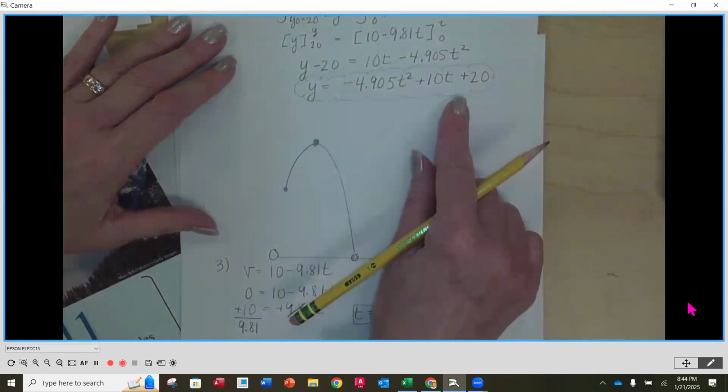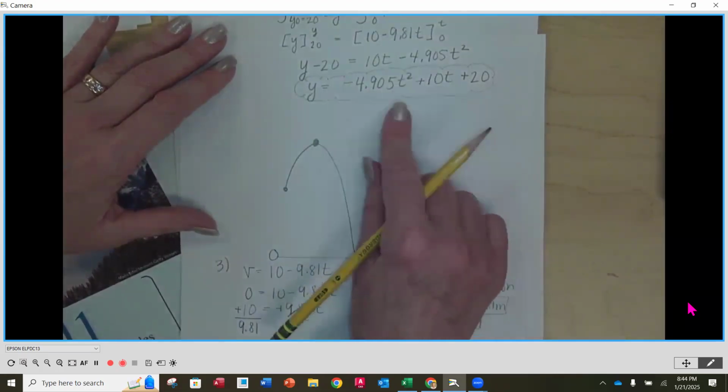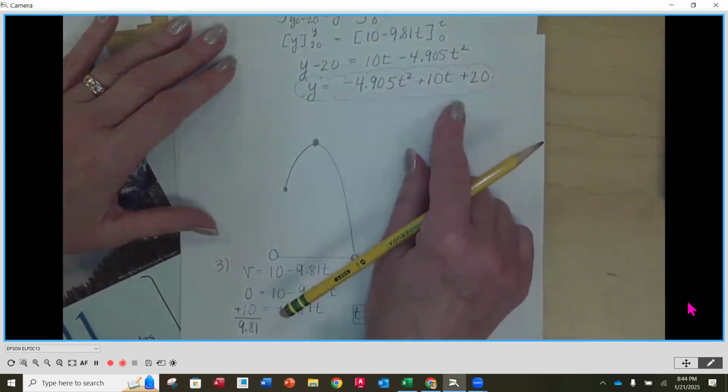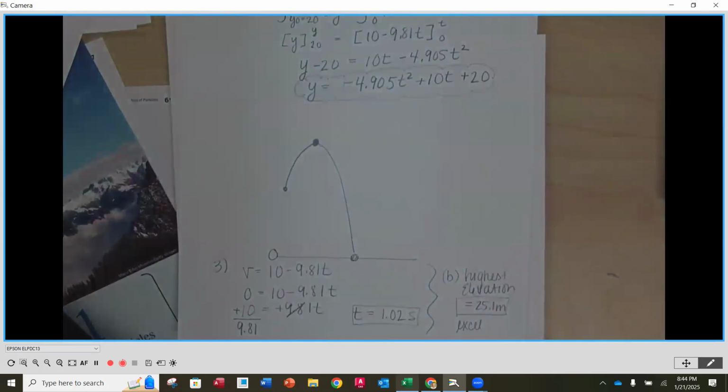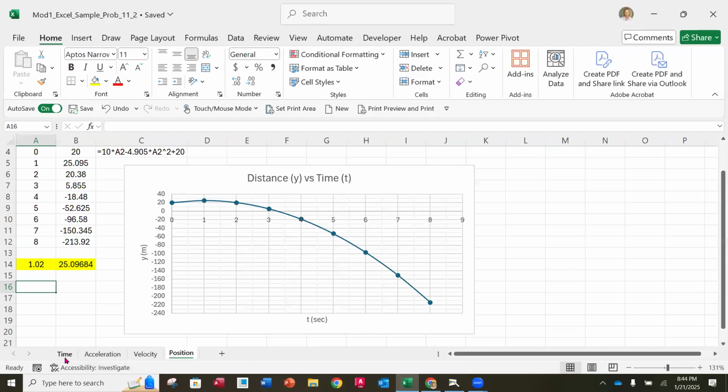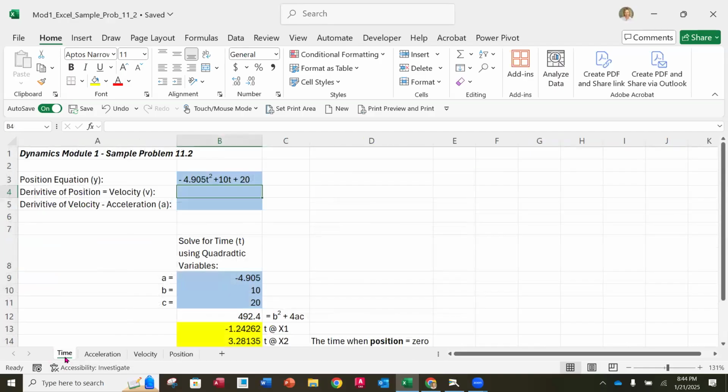We have to solve for the time, but there are some squares in here. So what are we going to use? The quadratic formula, right? So we're going to find what the time is when y is equal to 0. So I'm going to go back to my spreadsheet, go to the time tab, and here I'm going to put in quadratic form what the y is equal to. So it's negative 4.905 t squared plus 10t plus 20.